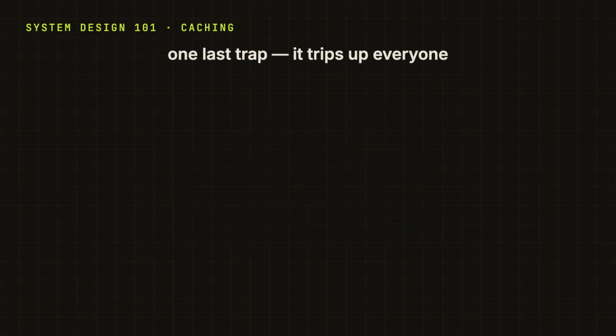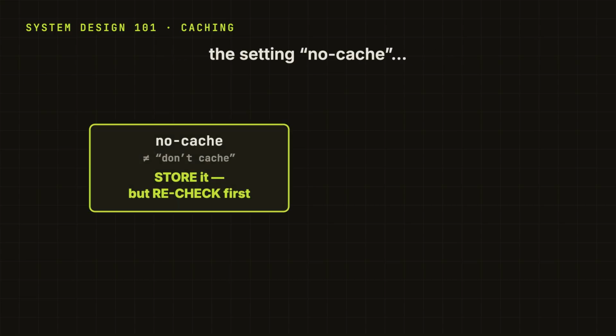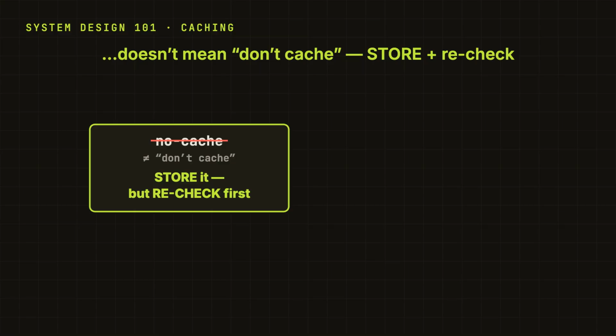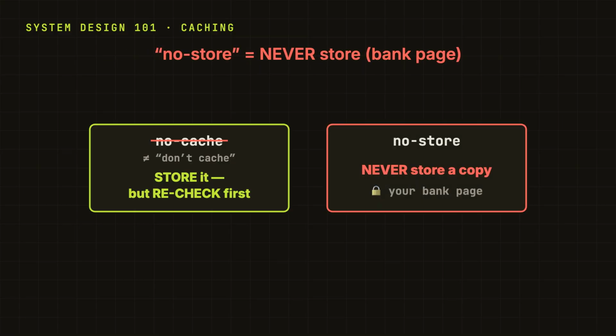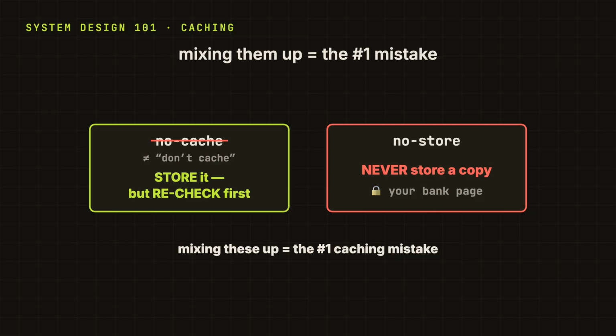And one last trap. It is on the screen here and it trips up basically everyone. There is an HTTP setting called no-cache. And despite the name, it does not mean do not cache. It means store it, but recheck first. The one that actually means never store a copy is no-store. That is the one for your bank page. Mixing those two up is the most common caching mistake there is.